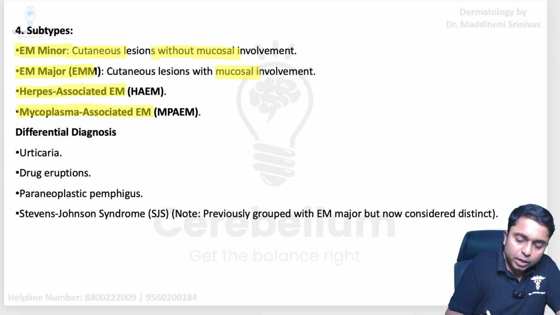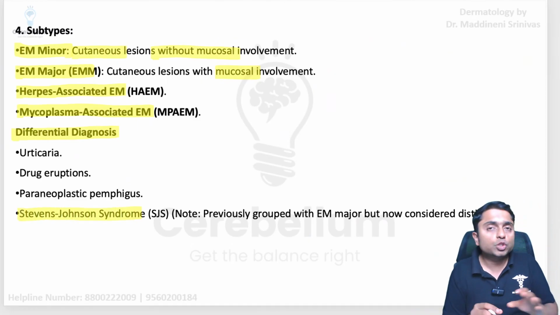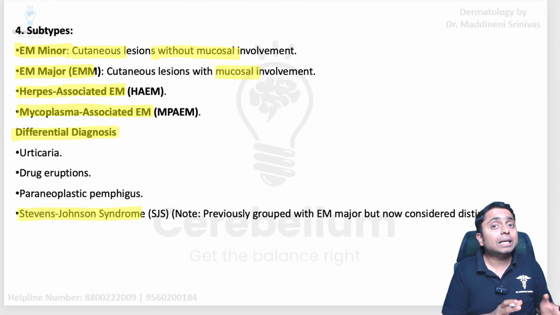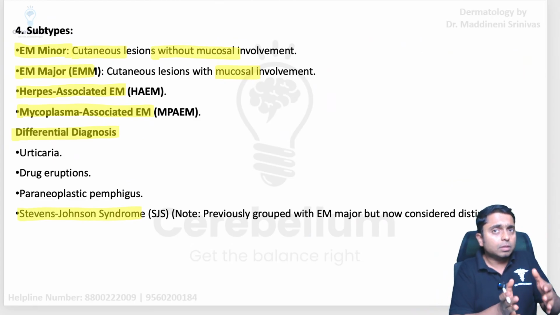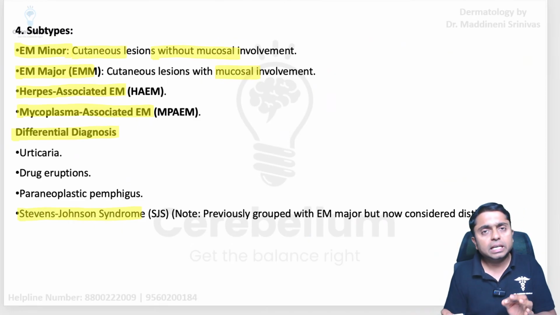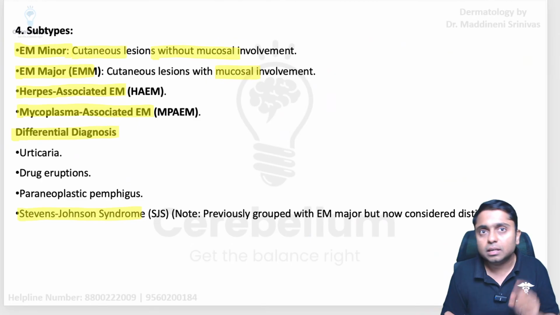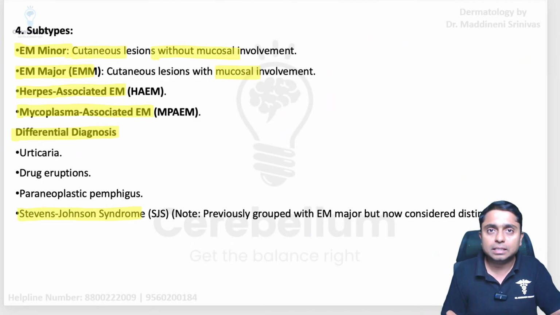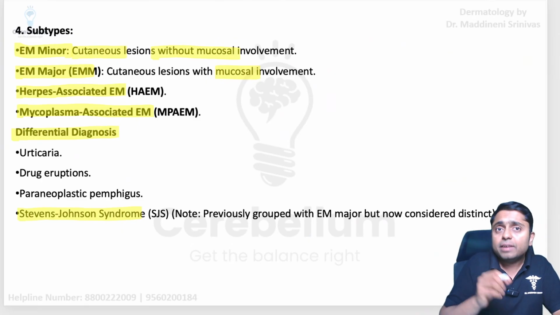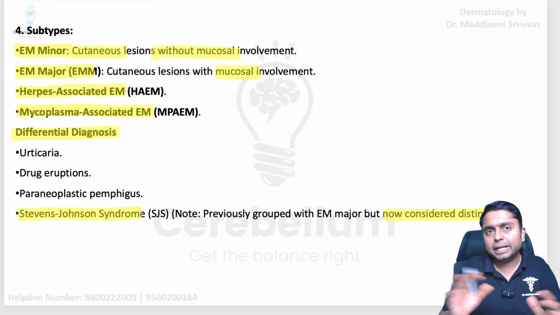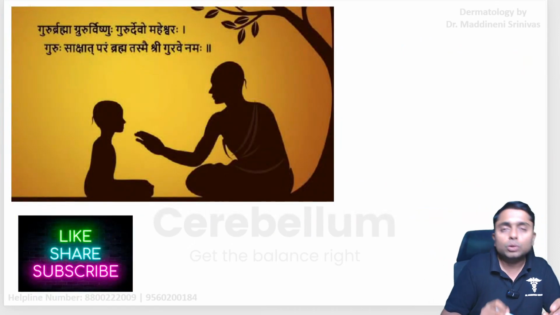In the differential diagnosis, one point I want you all to remember. It is Stevens-Johnson syndrome. Earlier, erythema multiforme was categorized as one of the components of the spectrum of SJS and TEN. SJS and TEN we have also discussed. I will leave the link for the video in the card and also in the description. Previously it was a part of this spectrum, but now it is considered a distinct entity, not related to SJS and TEN.